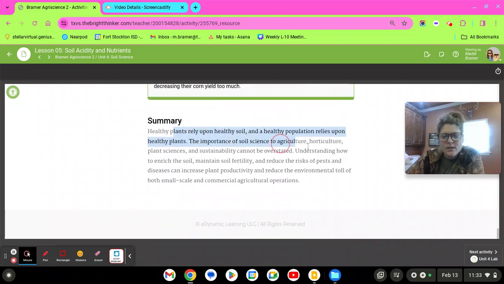Healthy plants rely on healthy soil. The importance of soil science to agriculture, horticulture, and plant sciences is not overstated. It's super important. Every soil is different, and every soil is going to need certain things. That's why it's important to know your individual soil and have it tested.